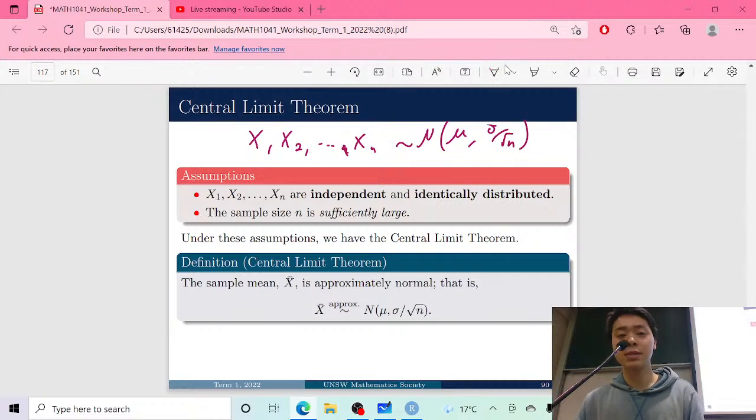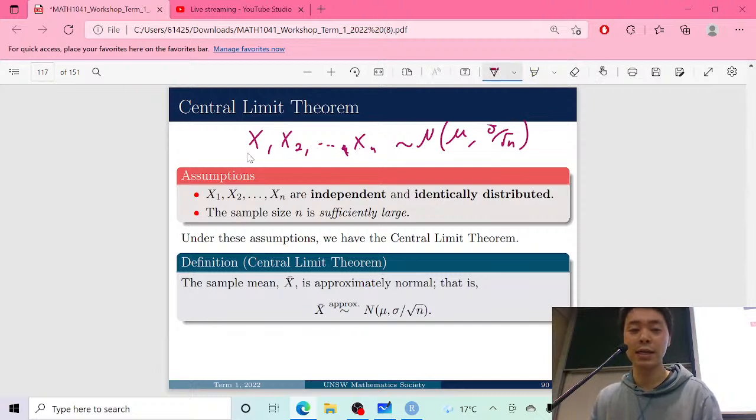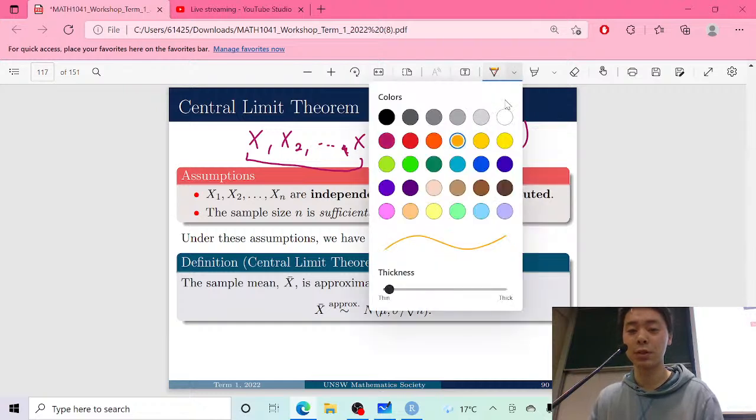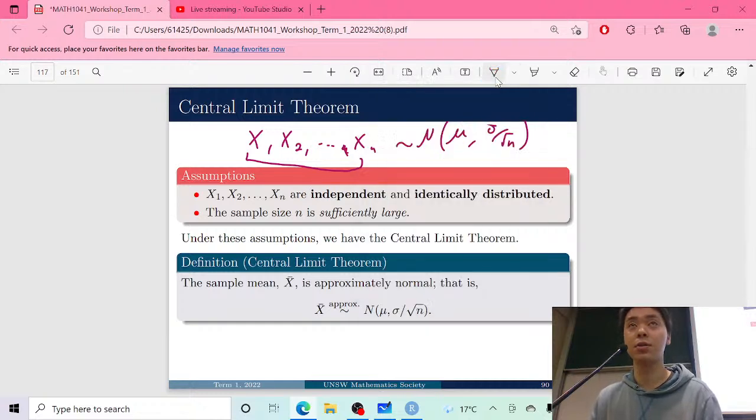But there are assumptions that we have to make here for this to work. The first thing is that each of these random variables has to be independent and identically distributed. In other words, these form what we call a random sample. Remember that a random sample is just a collection of random variables that are IID. So here they form a random sample.